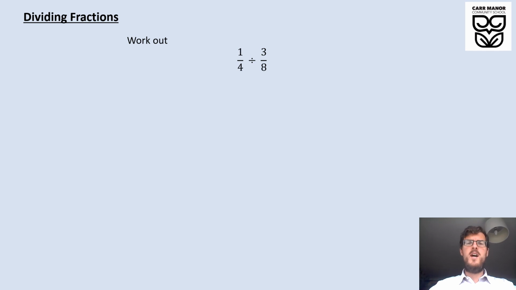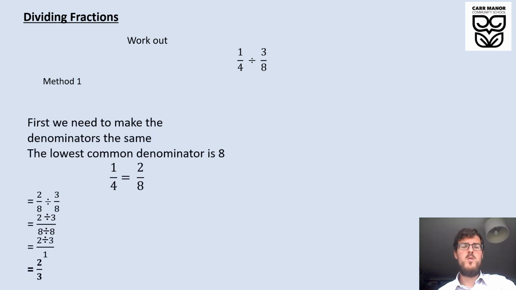So now we come to dividing fractions. Depending on who your maths teacher is, there are 2 ways to work out dividing fractions. I'm going to quickly show both methods. I want you to stick with the one that your teacher has taught you. So for the question 1/4 divided by 3/8, the first method would be making a common denominator. We could find there's a common multiple of 8. So we could turn 1/4 into 2/8. Then we'd rewrite the question as 2/8 divided by 3/8.